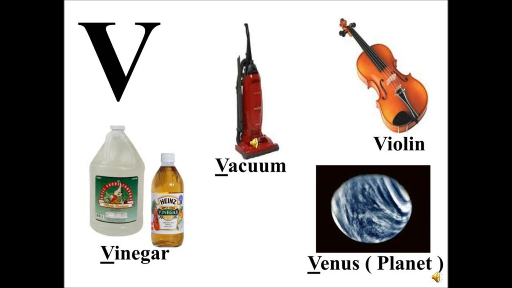What is that alphabet letter? That alphabet letter is the letter V. What is the sound for the alphabet letter V? V. This is a picture of vinegar. Vinegar is a food product. It has multiple uses. You can use it with food. That's vinegar in a bottle. Vinegar is a V word.